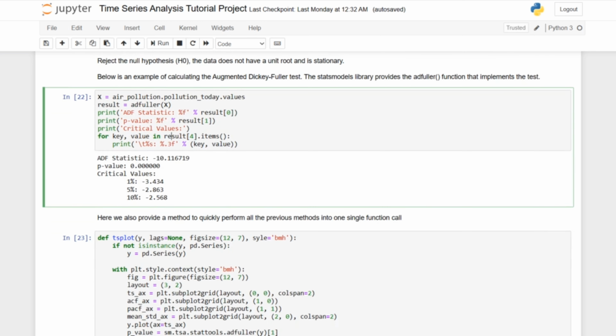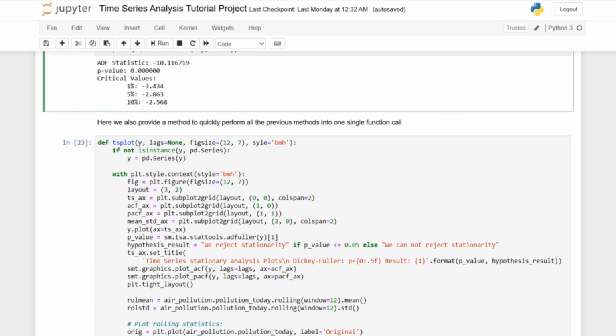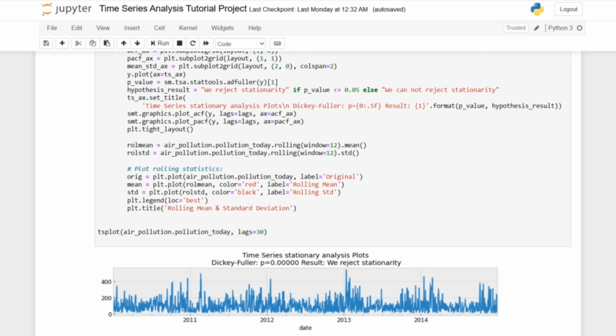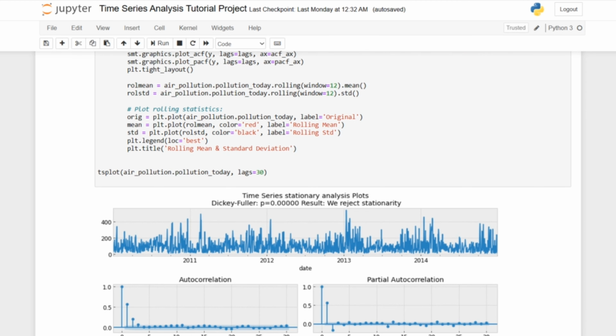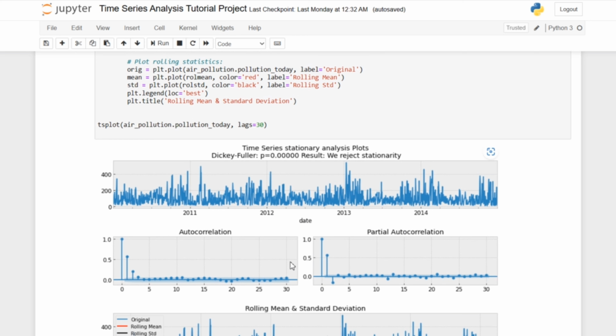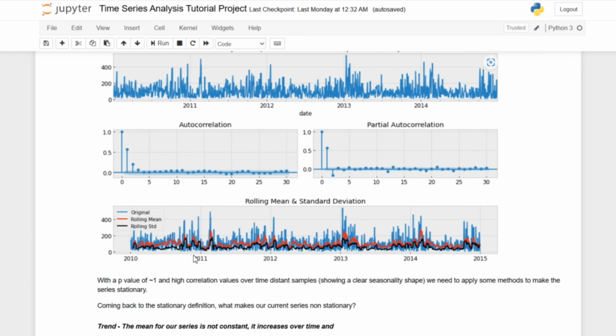And with the function below, you can quickly perform this. I have written a complete function which provides the charts for the Dickey-Fuller plot, and at the same time has the autocorrelation plot and the partial autocorrelation plot, along with the rolling mean and standard deviation, guys. So this is another method used to check whether it's stationary or non-stationary, which I mentioned earlier.